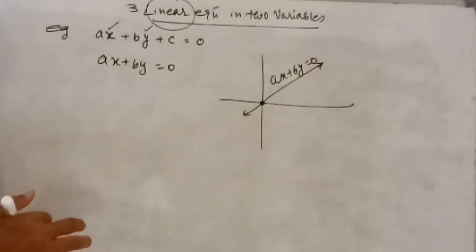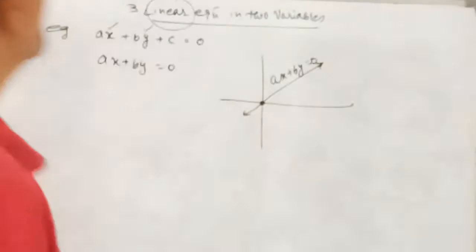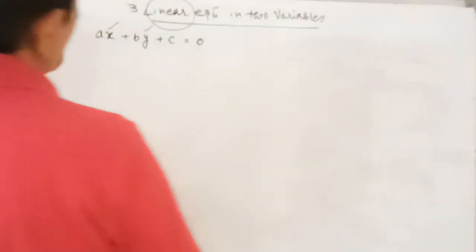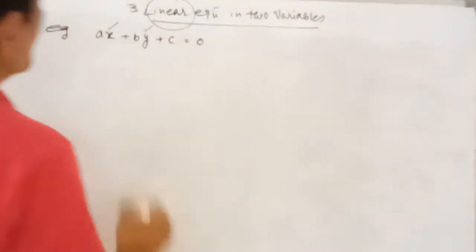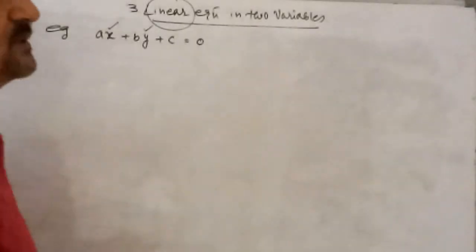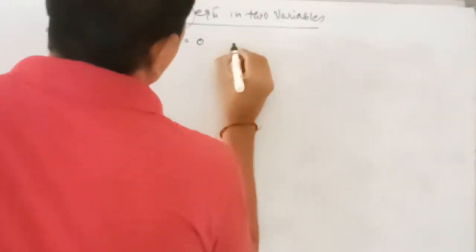So these are the basic things about the linear equation in two variables. Now, at least two variables are required. Second, for two variables, two equations are required to solve it. This is the standard form.